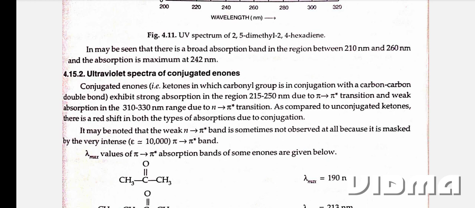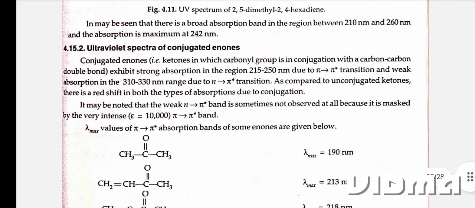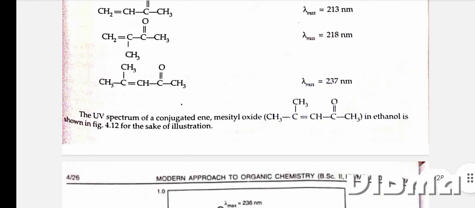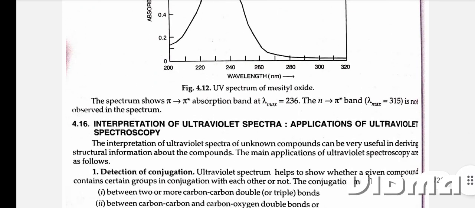Conjugated enones exhibit strong absorption in the region 215 to 250 nanometer due to pi to pi star transition, and weak absorption in the 310 to 330 nanometer range due to n to pi star transition. As compared to unconjugated ketones, there is a red shift in both types of absorption due to conjugation. It may be noted that the weak n to pi star band is sometimes not observed at all because it is masked by the very intense band. Now this is the graph.